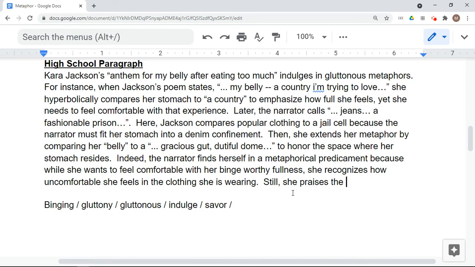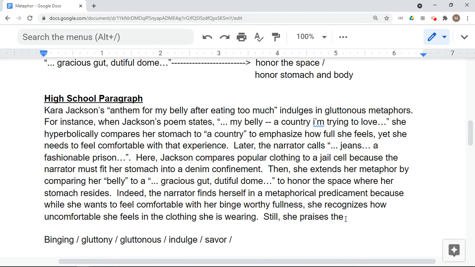Oh, okay. I got to go back to the top. Kara Jackson's Anthem for My Belly After Eating Too Much indulges in gluttonous metaphors. For instance, when Jackson's poem states, My belly, a country I'm trying to love, she hyperbolically compares her stomach to a country to emphasize how full she feels, yet she needs to feel comfortable with that experience. Later, the narrator calls jeans a fashionable prison. Here, Jackson compares popular clothing to a jail cell because the narrator must fit her stomach into a denim confinement.